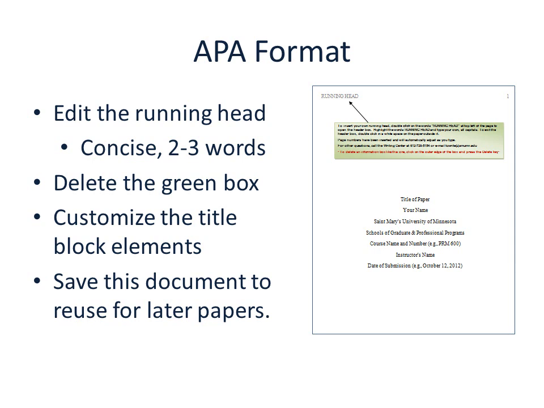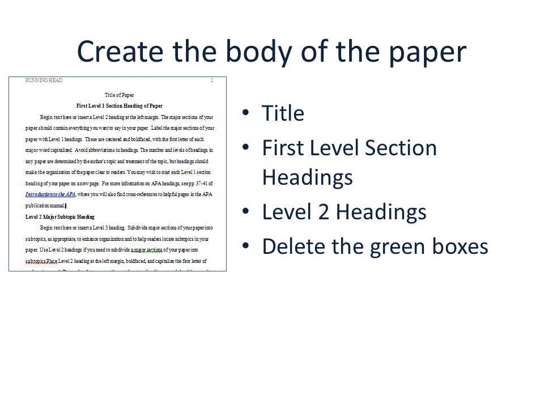Delete the little green box, which tells you how to change things in the paper. Customize the elements of the title block, and save this document because you can reuse it on later papers. Create the body of the paper by pasting in the sections that you wrote previously. But go through and work with some first level section headers and some level 2 subtopic headers. Delete any green boxes that tell you how to deal with levels.